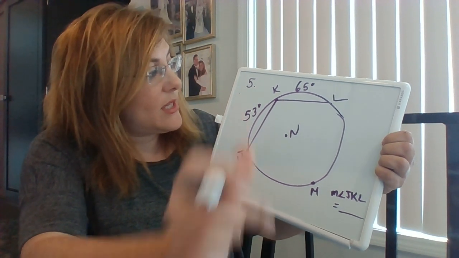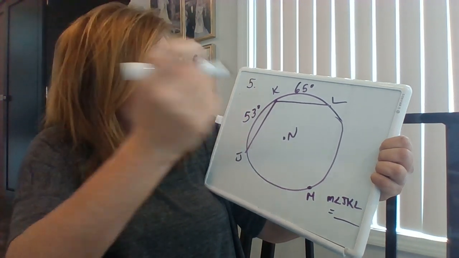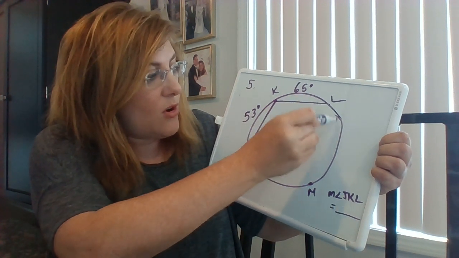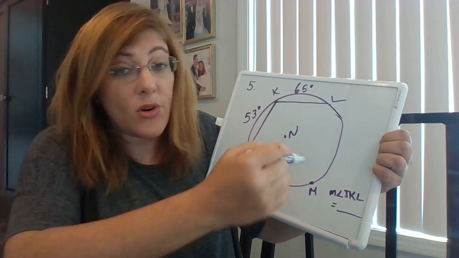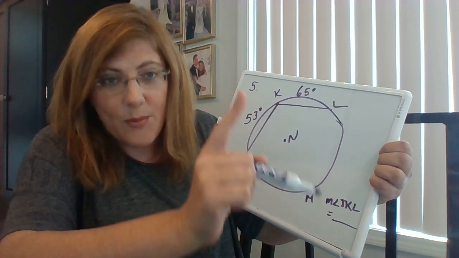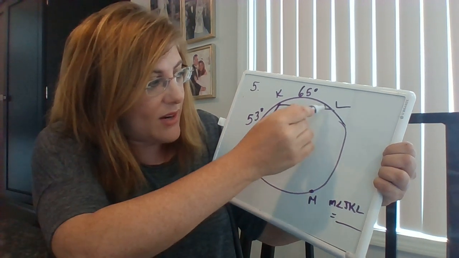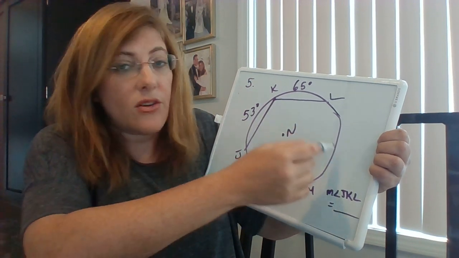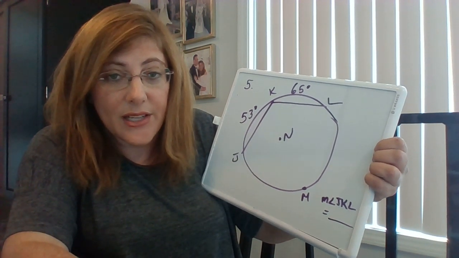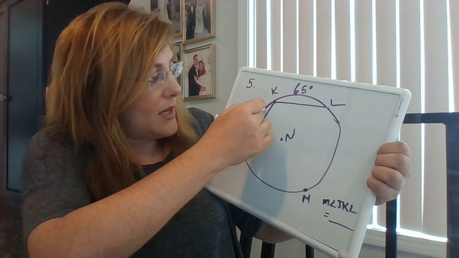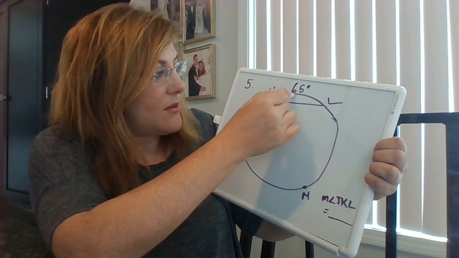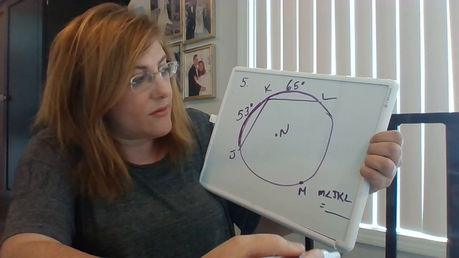Number five is really interesting. In this one, they show you an inscribed angle, angle JKL, but we don't know the measure of the angle or its intercepted arc. But they give us information to figure out the intercepted arc. We know that all the way around a circle is 360 degrees. We're given this segment of the circle is 53. This segment of the circle is 65 degrees.